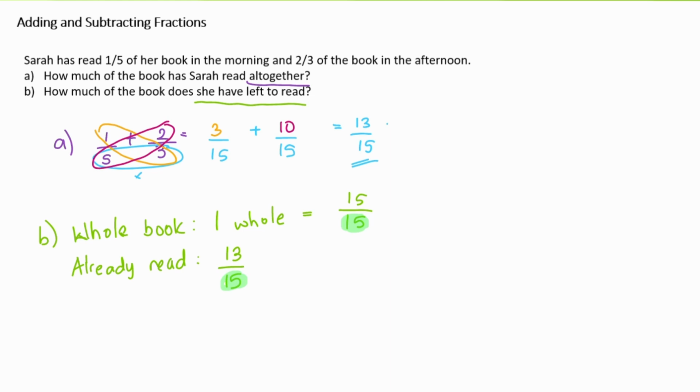So if she's already read 13/15, that means what she's got left to read will be the whole book, which is our 15 over 15, take away what she has already read, which is the 13 over 15. 15 take away 13 is 2, and the denominator stays 15. So Sarah has got 2/15 of the book still left to read.